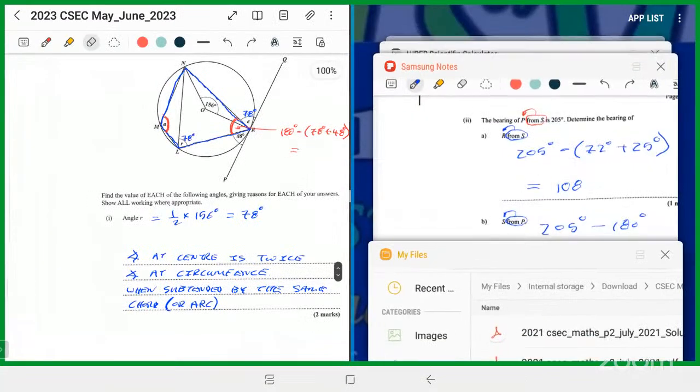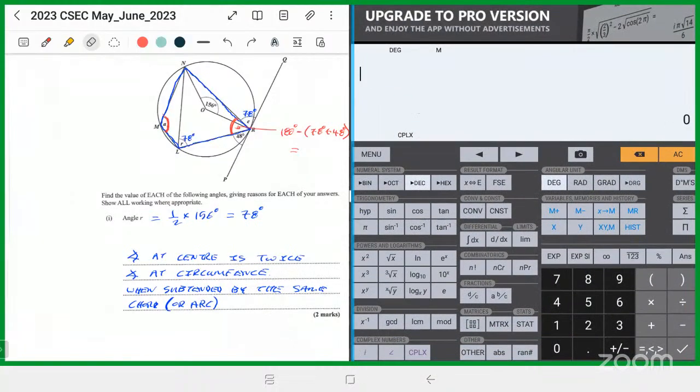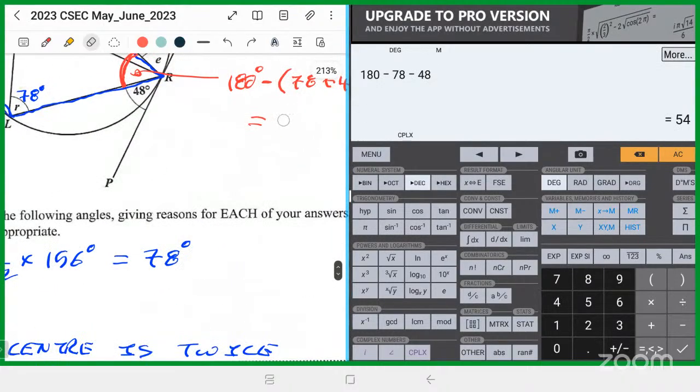Alright, it's going to be what that sum is. So it's going to be 180 minus the 78 and also minus the 48. If you want brackets, 54 degrees. This is 54 degrees.